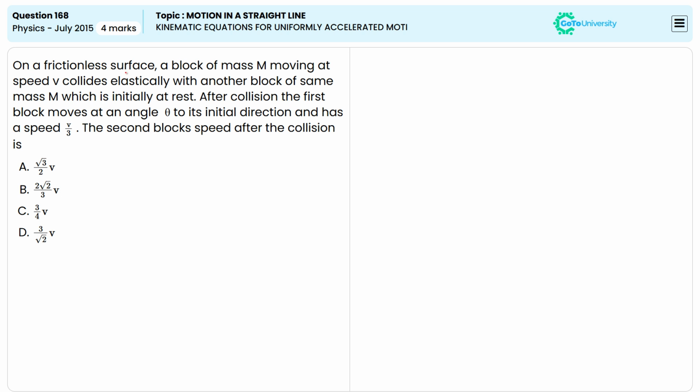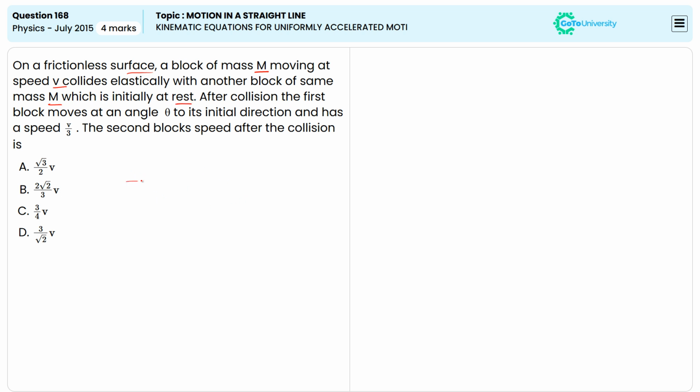On a frictionless surface, a block of mass m moving at a speed of v collides elastically with another block of the same mass m, which is initially at rest. Let me draw the diagram.